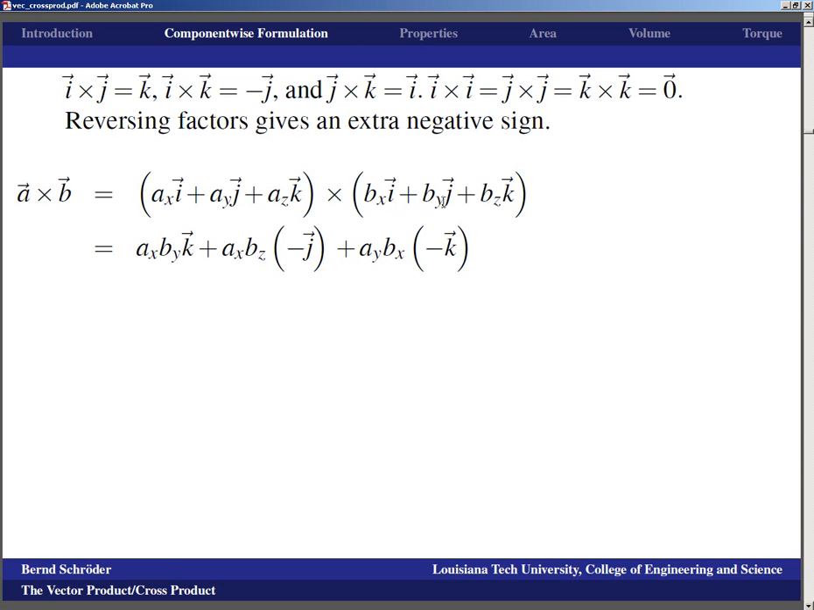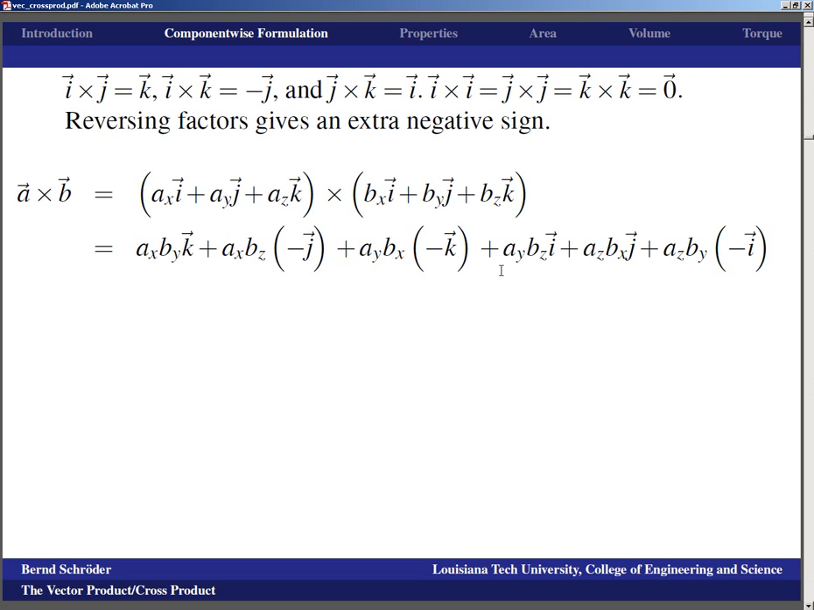Then we have J cross J, which gives us 0, and then we have AYJ cross BZK, so that's AY, BZ, and J cross K. J cross K is I, so that gives us that I. And then finally we have AZK cross BXI, so that would be AZ, BX, and K cross I is J, because I cross K is negative J. And AZK cross BYJ, well, that gives us AZ, BY, and K cross J is negative I, because J cross K is I. And again, AZK cross BZK, that's just a null vector that we don't have to write down.